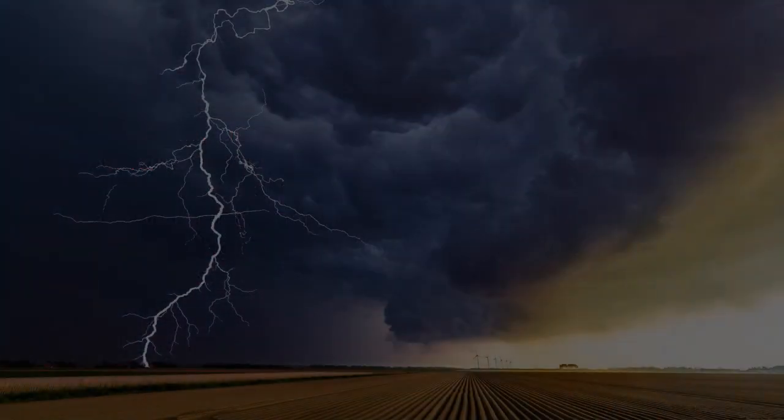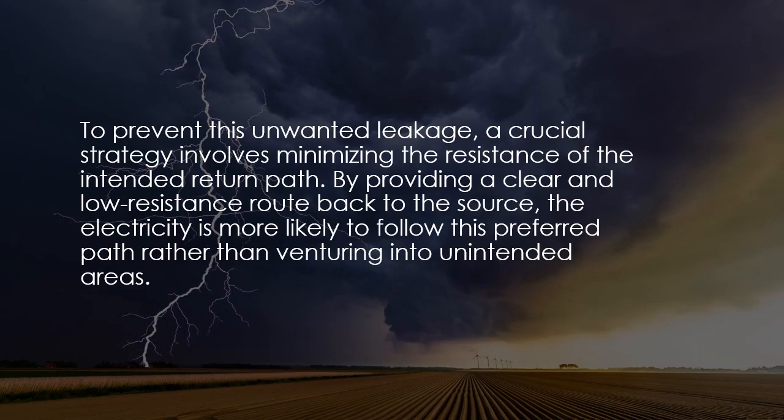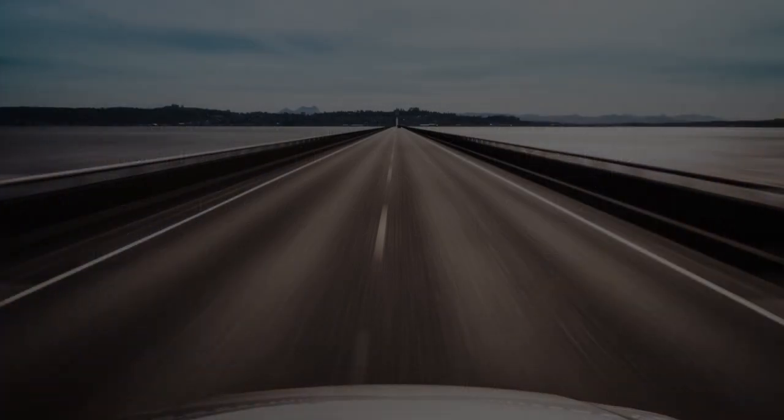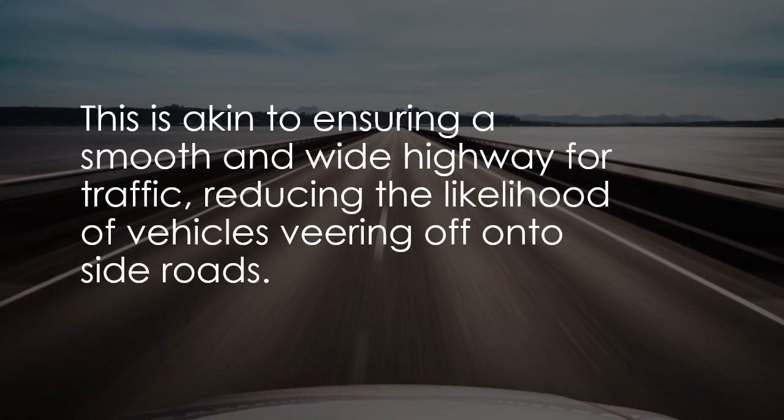To prevent this unwanted leakage, a crucial strategy involves minimizing the resistance of the intended return path. By providing a clear and low-resistance route back to the source, the electricity is more likely to follow this preferred path rather than venturing into unintended areas. This is akin to ensuring a smooth and wide highway for traffic, reducing the likelihood of vehicles veering off onto side roads.